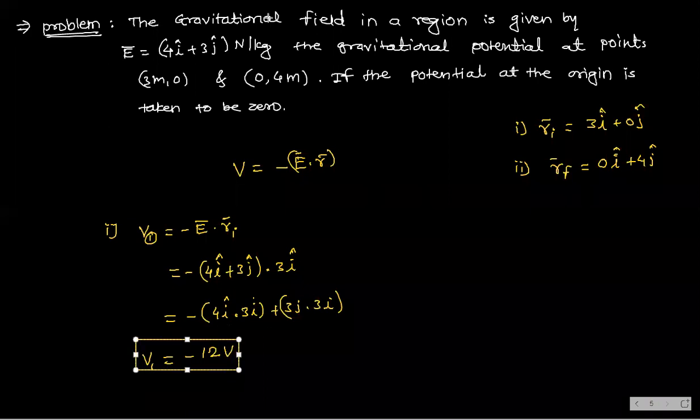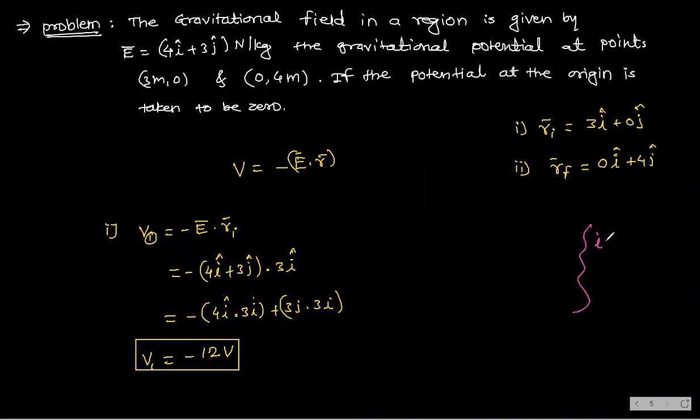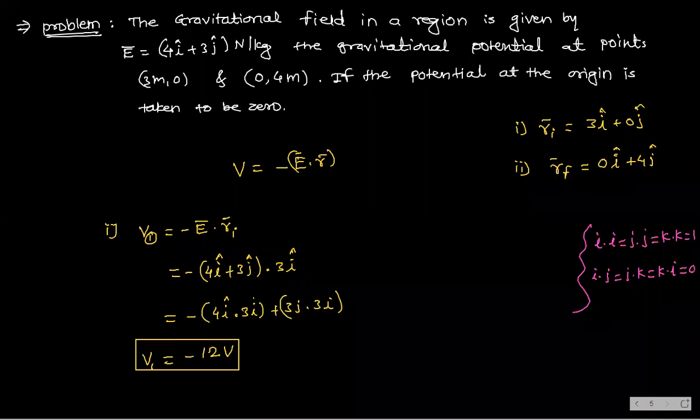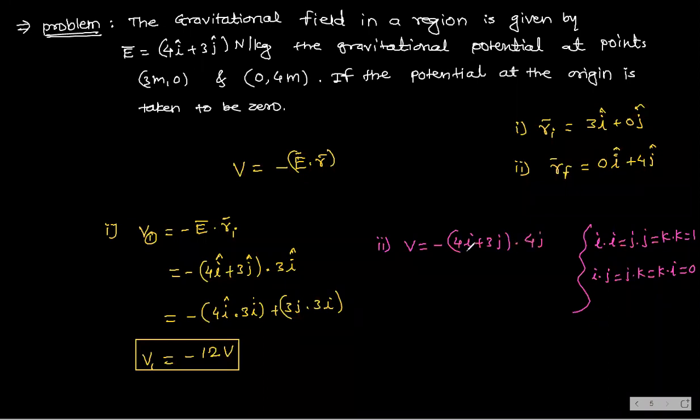Keep in mind, in the dot product, i dot i is equal to j dot j is equal to k dot k is equal to 1. All other combinations, i dot j, j dot k, k dot i, are always equal to 0. That's why j dot i will become 0. And in the second case, similarly, V is equal to minus 4i cap plus 3j dot 4j. So j dot j, how much will you get? Minus 16 volt. Understood? Note down fast.